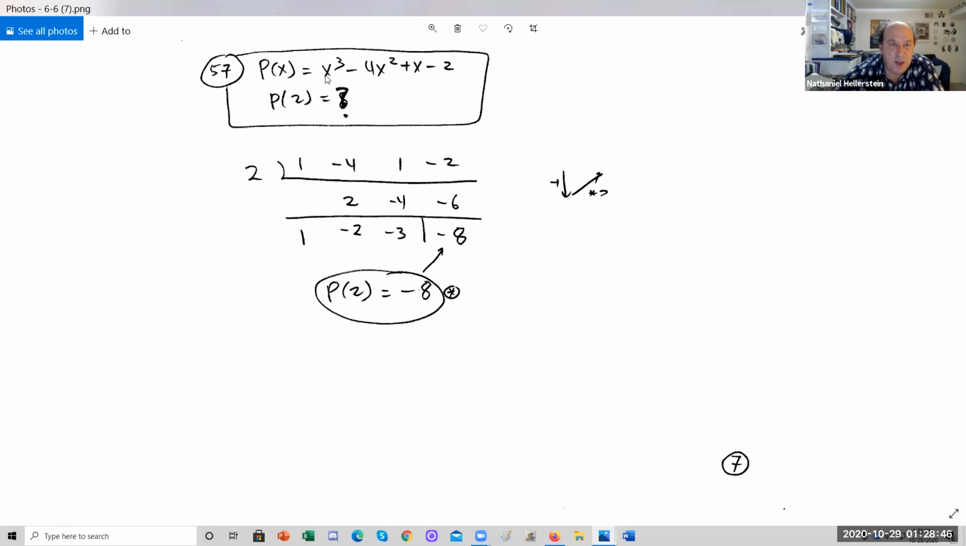They want to find p of x is x cubed minus 4x squared plus x minus 2. What's p at 2? All right, so we put the coefficients 1, negative 4, 1, negative 2 in the tray here. We put 2 right outside, and the zigzag is the add going down and multiply by 2 going up and to the right. Like this. So down comes a 1, times 2 is a 2, plus negative 4 is a negative 2, times 2 is a negative 4, plus 1 is a negative 3, times 2 is a negative 6, plus negative 2 is a negative 8, and that is p at 2.